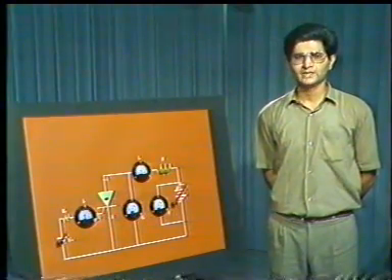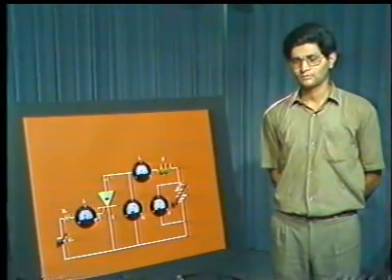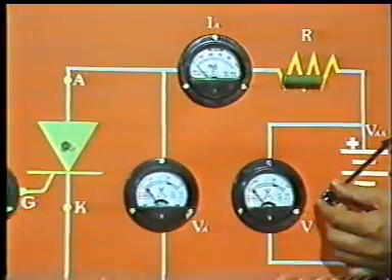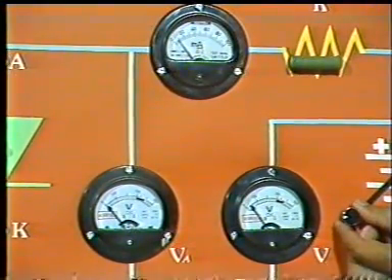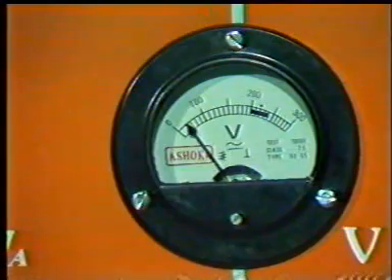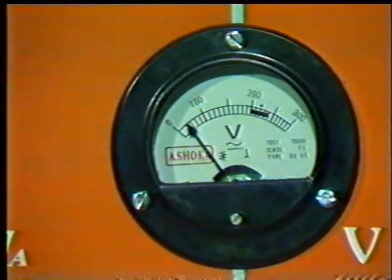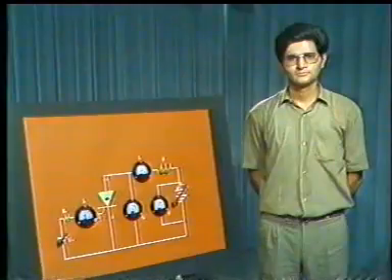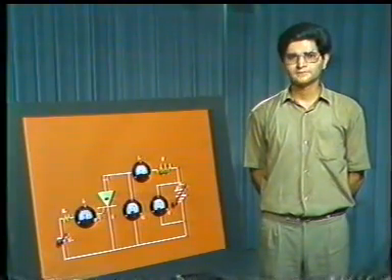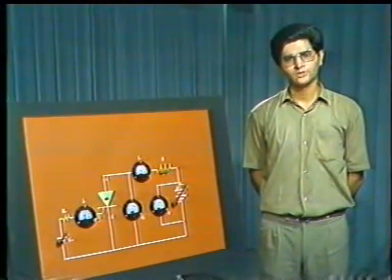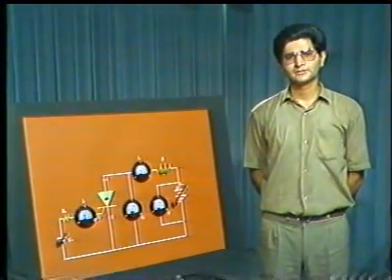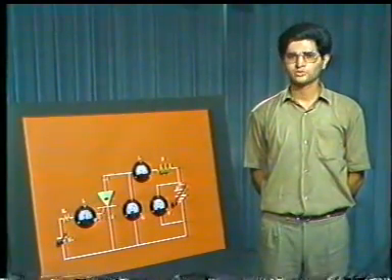Let us now vary the supply voltage and see when the SCR turns on. The SCR has turned on. Let us see at what voltage it has turned on. It has turned on at about 50 volts. The SCR had earlier turned on at 115 volts, but now with the gate current flowing, it has turned on at just 50 volts. That is, the breakover voltage has reduced. So we can say that the presence of gate current causes the breakover voltage to reduce.